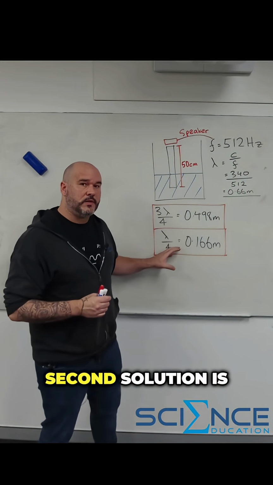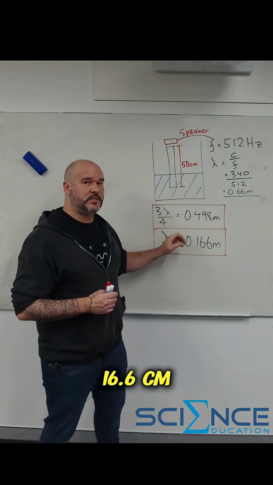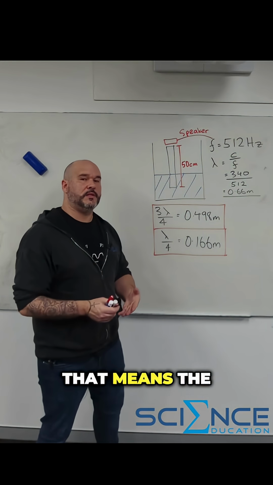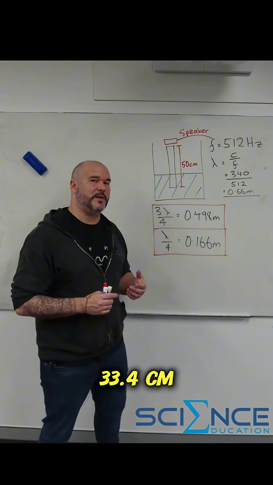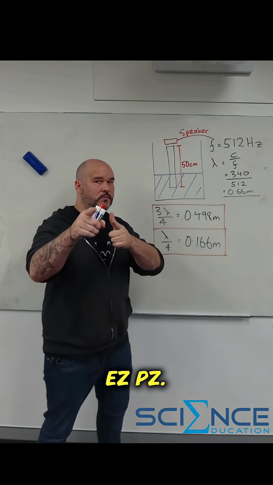And likewise, the second solution is set up when the length of the air column is 16.6 centimeters. That means the straw is 33.4 centimeters into the water. Easy peasy. Got you some extra marks.